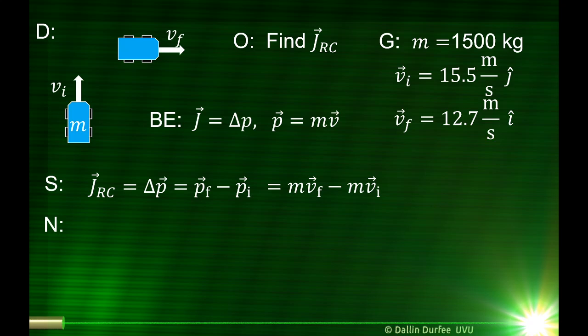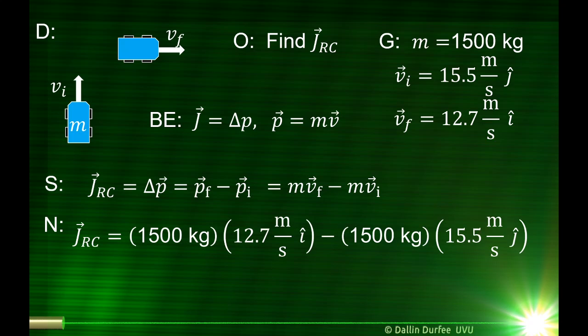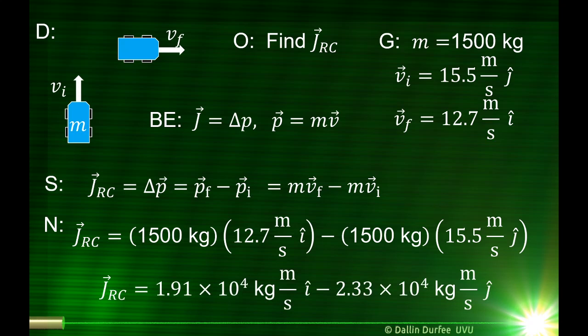Now we just need to plug the numbers in. Mass is 1,500 kilograms, and then of course v final is 12.7 meters per second in the i hat direction, and v initial is 15.5 meters per second in the j hat direction. We just multiply that out, and we get that the impulse that the road gave to the car is 1.91 times 10 to the 4th kilograms meters per second in the i hat direction, minus 2.33 times 10 to the 4th kilograms meters per second in the j hat direction.